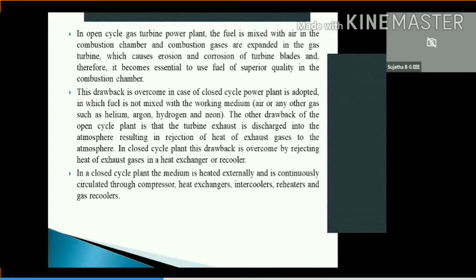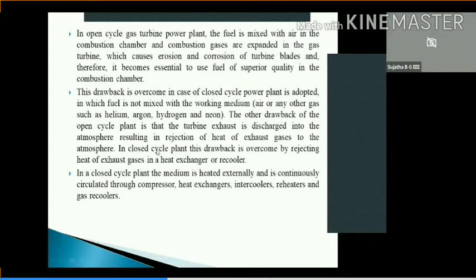This drawback can be overcome in the closed cycle power plant, in which fuel is not mixed with the working medium. It may be air or any other gas such as helium, argon, hydrogen or neon. The other drawback of the open cycle plant is that the turbine exhaust is discharged into the atmosphere, resulting in rejection of heat of exhaust gases to the atmosphere. The temperature of these exhaust gases may be above the ambient temperature, so directly exhausting into the atmosphere may again cause pollution.